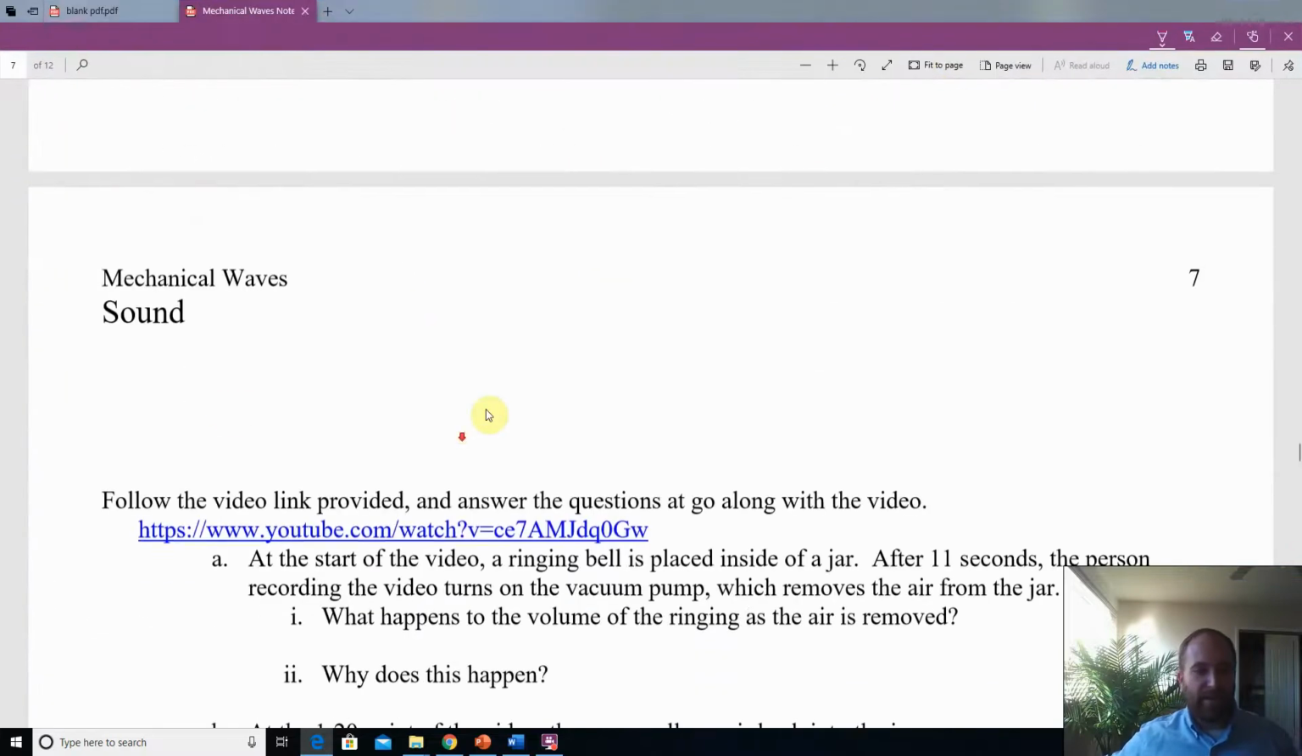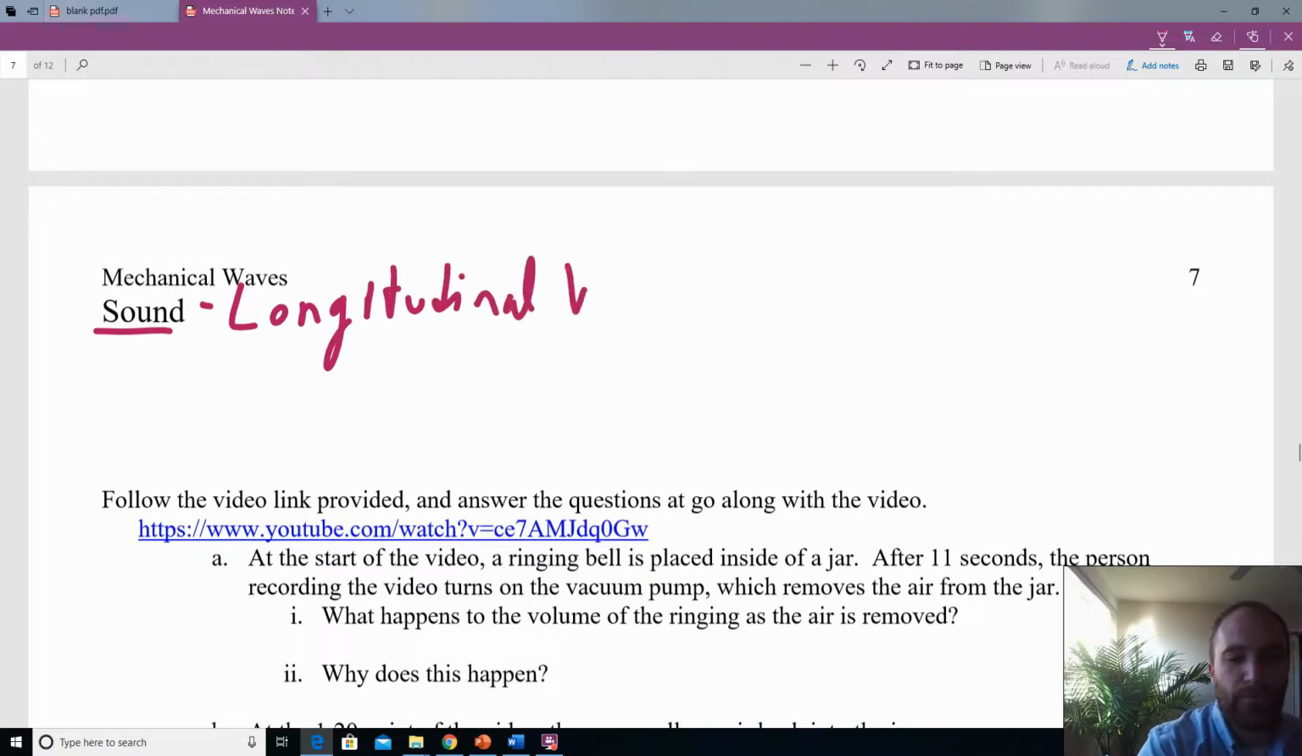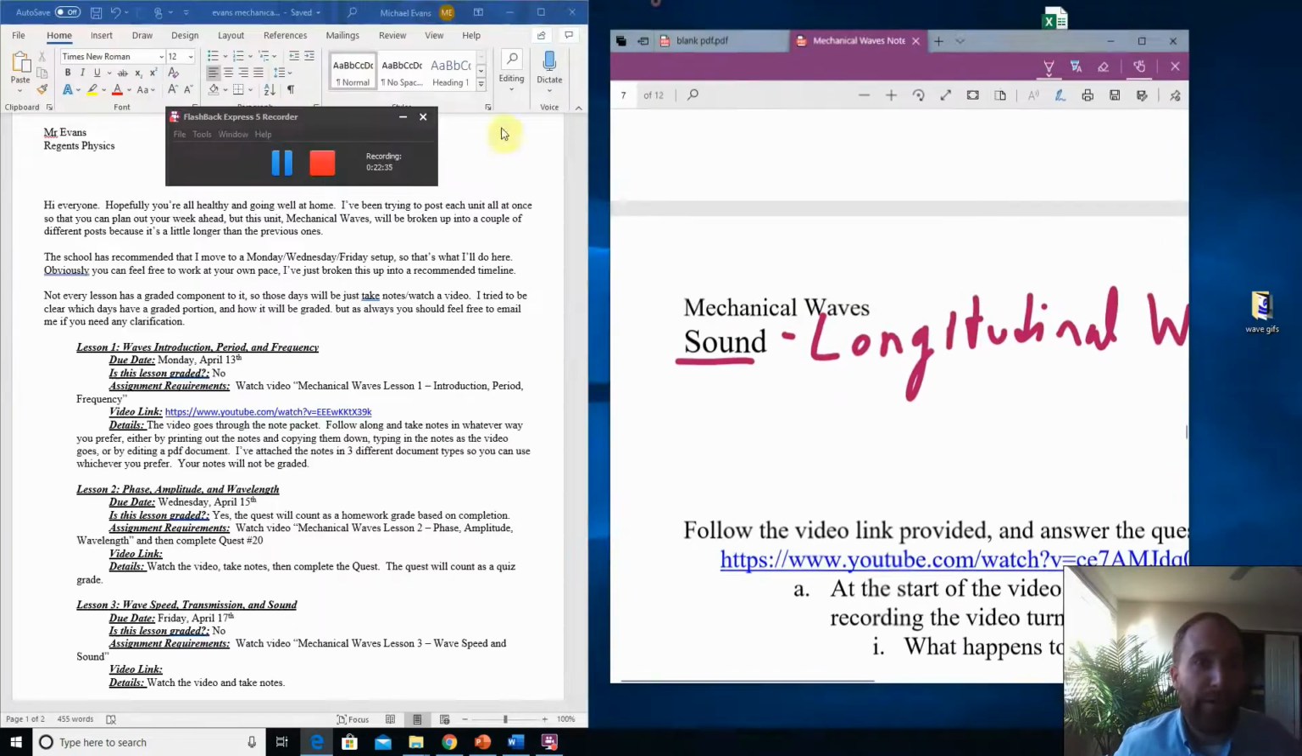Last up is sound. Alright, sound. A couple things that we need to know about sound. Sound is an example, I mentioned this earlier in the note packet, I think on page 1, of a longitudinal wave. This is a nice opportunity to review what that meant.